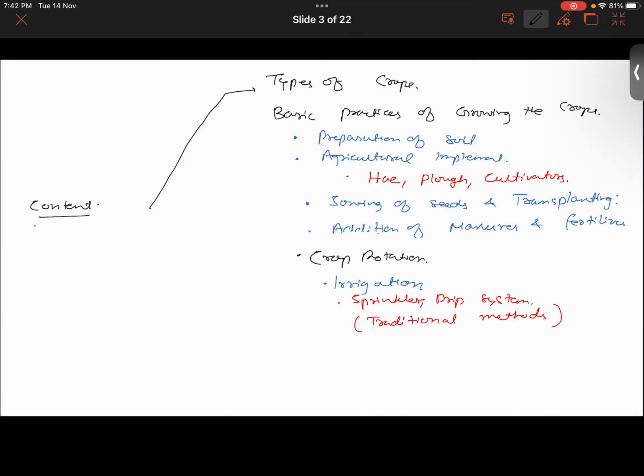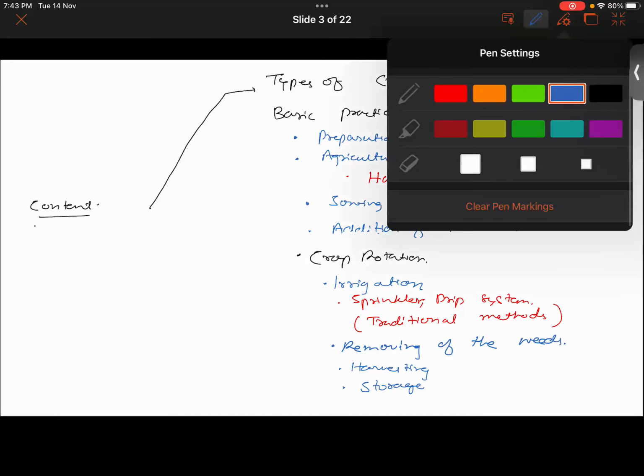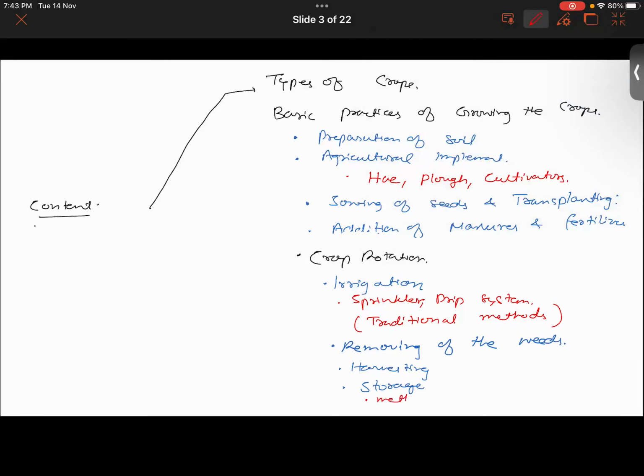Apart from that, there are some unwanted plants that grow along with the main crop. So those are called weeds. So removal of weeds, we'll be studying about that also. What else? Finally, when our crop is ready, it's harvesting. So next it will be harvesting. And finally comes the storage of the food that we have got. So what are the different methods of storage that we'll be covering? Methods of storage.